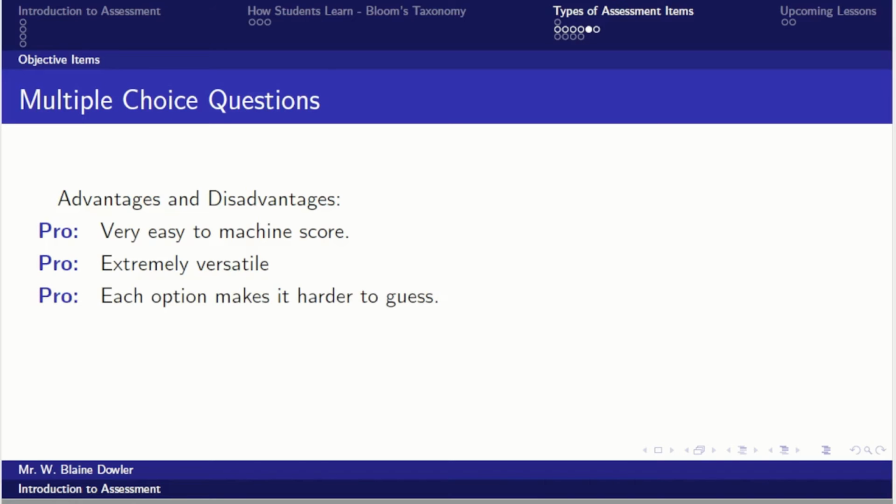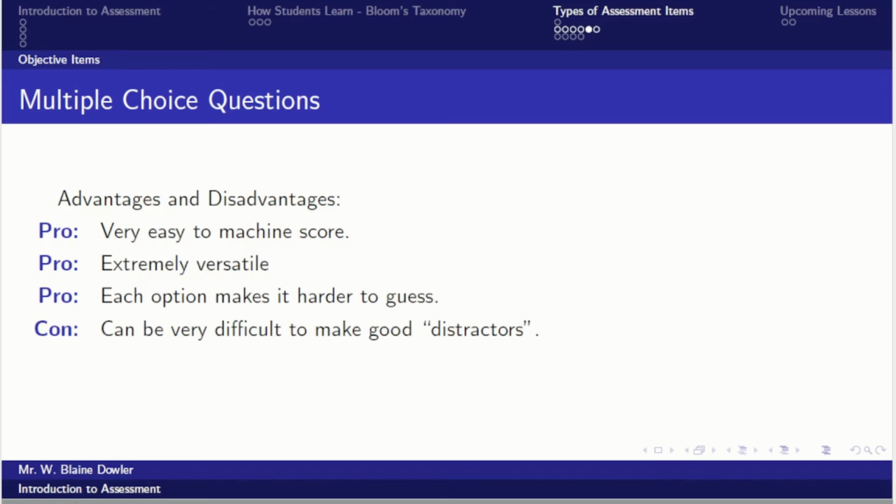And each option that you add makes it harder to guess. So a 3-option multiple choice, you've got a 1 in 3 shot of guessing correctly. 5 options, now you're down to 20%. Of course, that is assuming that those incorrect items, or the so-called distractors, are appealing and reasonable, and not obviously incorrect.